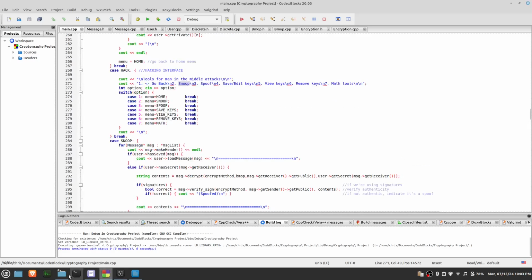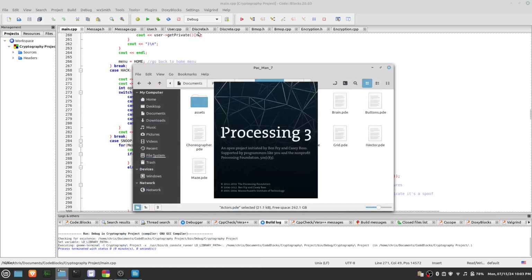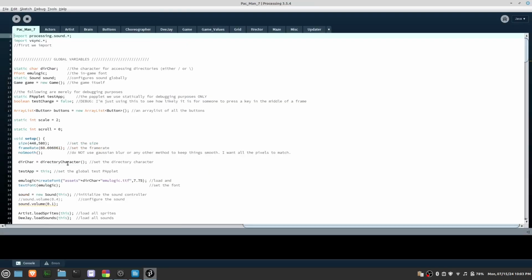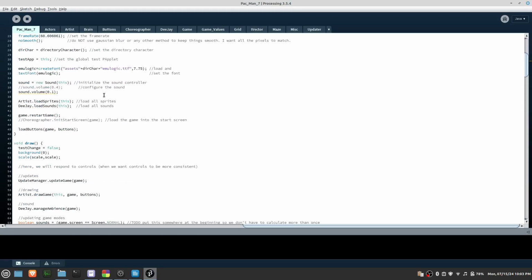And one last thing I wanted to do. I mentioned with Pac-Man that I forgot to show the main tab, so I might as well show that right now. Well, eventually it'll open up. Okay, so here we are. And this was the one tab that I didn't show off.